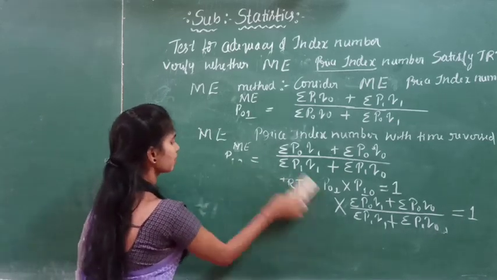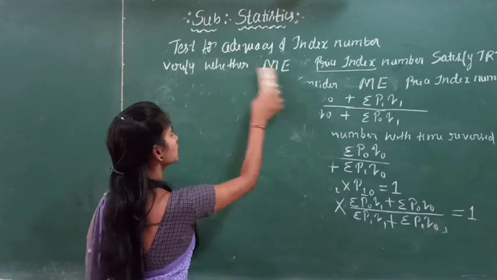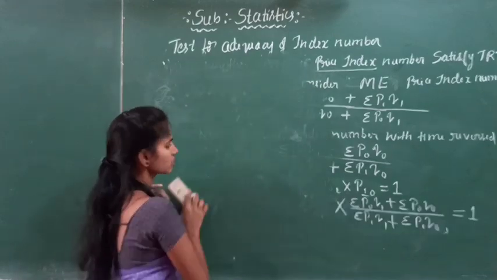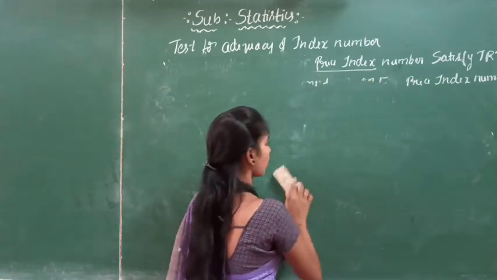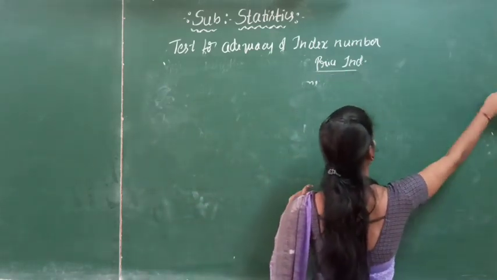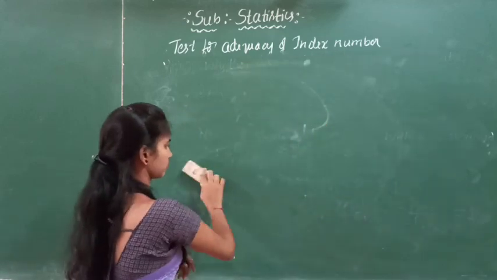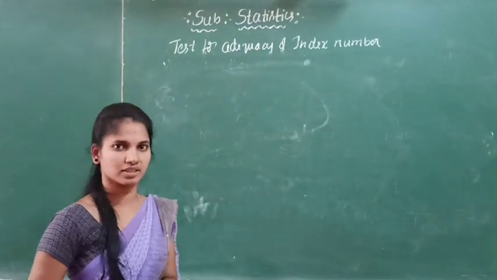In the same way, we consider Drobisch-Bowley's, Fisher's, and then Kelly's price index numbers, and how they satisfy TRT. We will discuss that in the next class. Thank you.